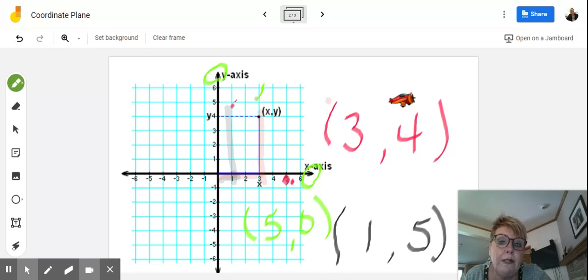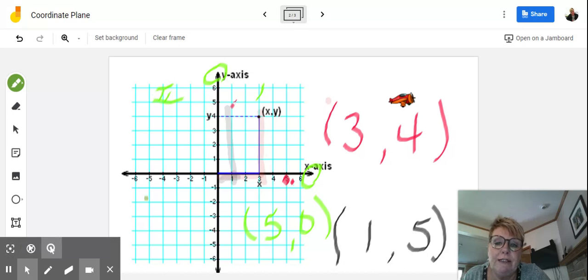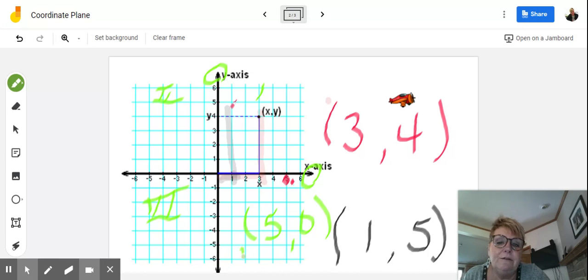This is quadrant 1. This is quadrant 2. You usually write those with Roman numerals. Quadrant 3 is down here. Quadrant 4 is over here. But these have negative integers in them, and that's not something we're going to work on just yet. We're just going to stick to this first quadrant.